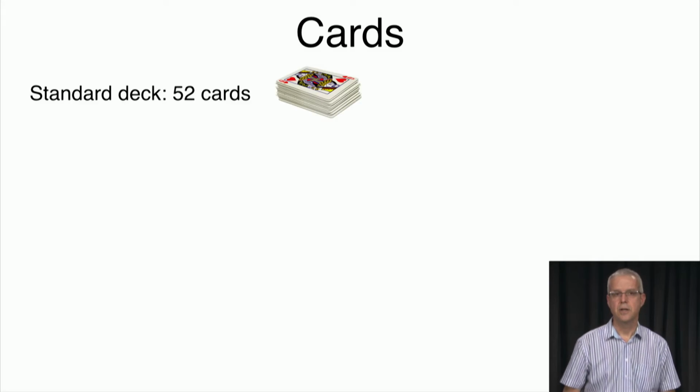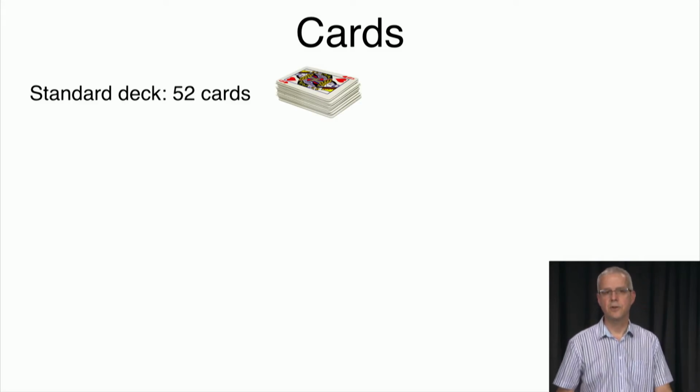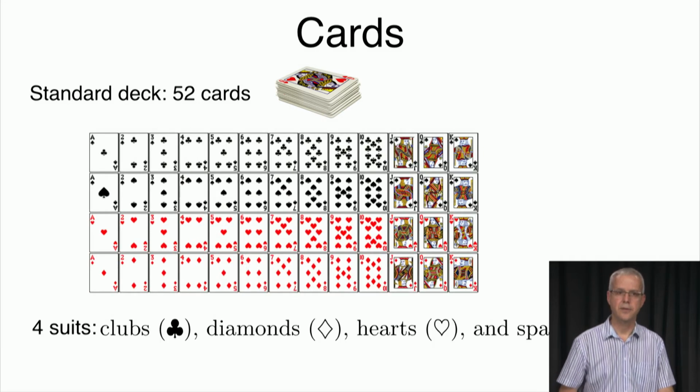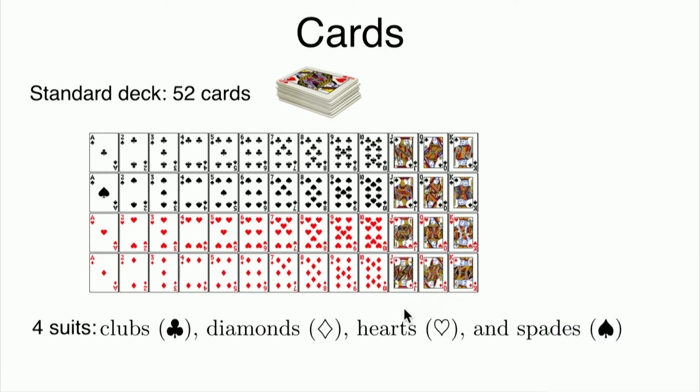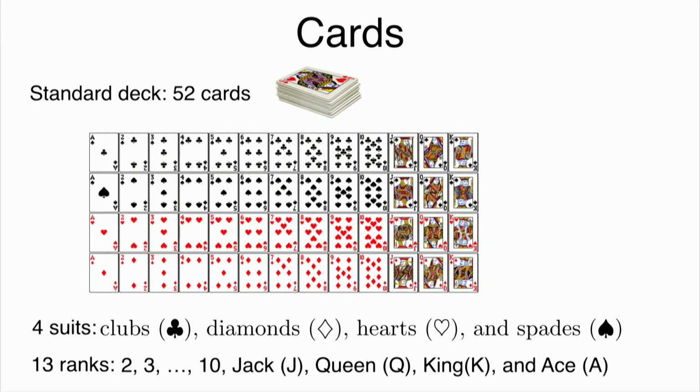And what we want to do next is look at cards. So just reminding ourselves, a standard deck of cards consists of 52 cards, and they come in 4 suits: clubs, diamonds, hearts, and spades, and in 13 ranks: 2, 3, up to 10, jack, queen, king, and ace. And so the total number of cards we have is 4 times 13, which is 52.